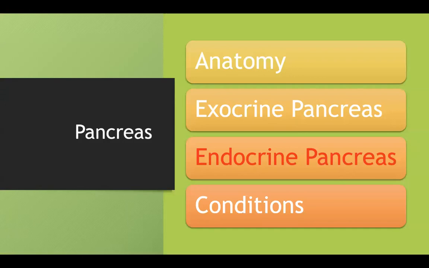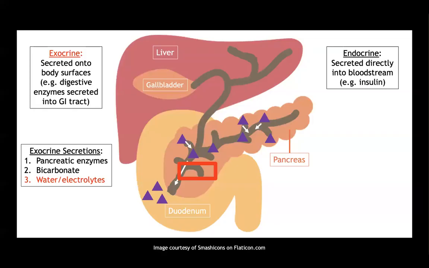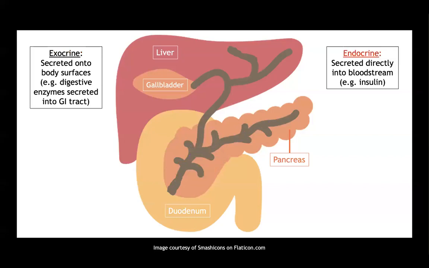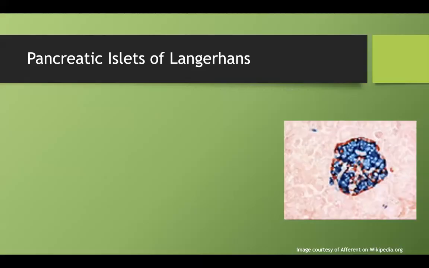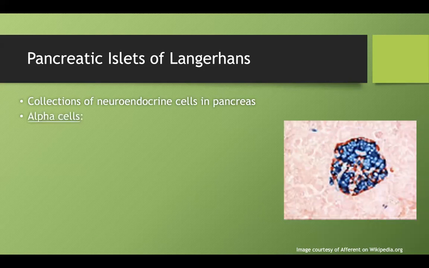So let's switch gears and talk about the endocrine pancreas briefly. Let's move on to the endocrine side, and that's where we have our islets that get secreted directly into the bloodstream. Here's a picture of an islet of Langerhans. Islets of Langerhans are simply collections of neuroendocrine cells that are scattered throughout your pancreas. We're going to go over each of the cell types.